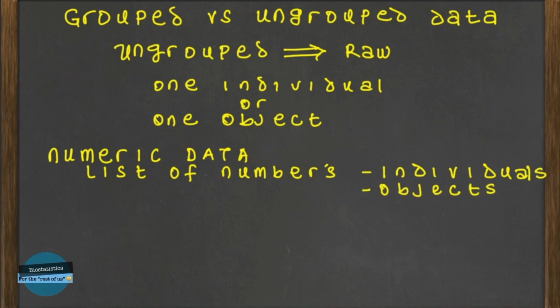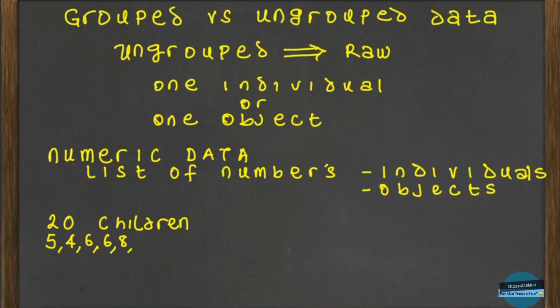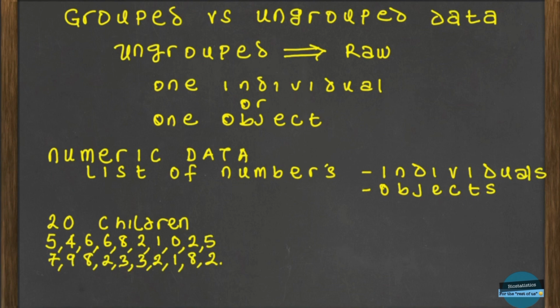So an example is this data from 20 children seen in the immunization clinic in Ahmadu Bello University Teaching Hospital. The data represents the number of times each child had visited the clinic in the last 1 year. So the first child came 5 times, the second child came 4 times, the third child came 6 times, and so on and so forth. You can see that this is ungrouped data because it is the raw form of the data, and each number here represents the data from one individual.